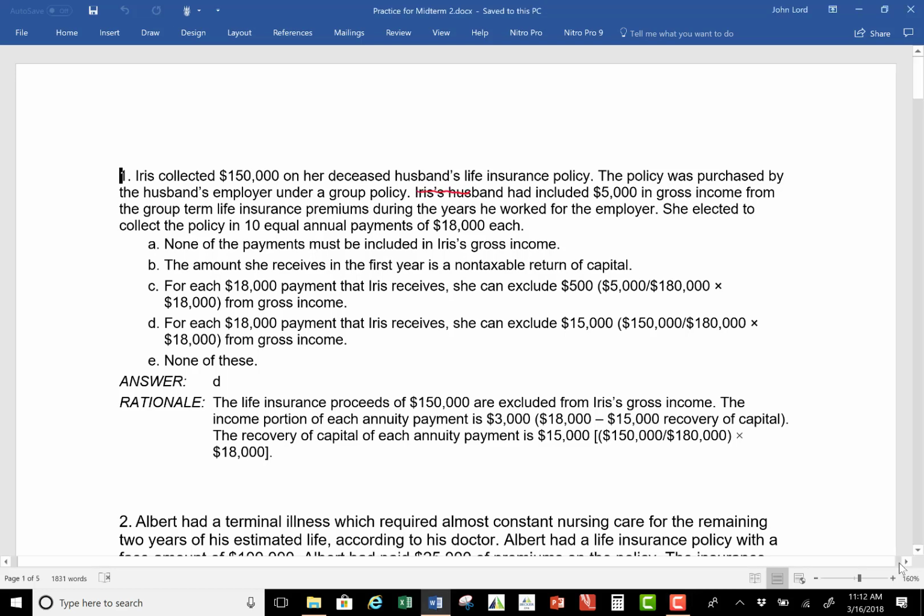This, guys, is a distractor, isn't it? It doesn't matter what he included in gross income in terms of how she's going to handle receiving the proceeds, right? That's irrelevant, okay? But they put that there just to confuse you. She elected to collect the policy in 10 equal annual installments of 18,000. So if she's going to have these 10 installments at 18,000 a year, then over the course of this 10 years, she will collect what?